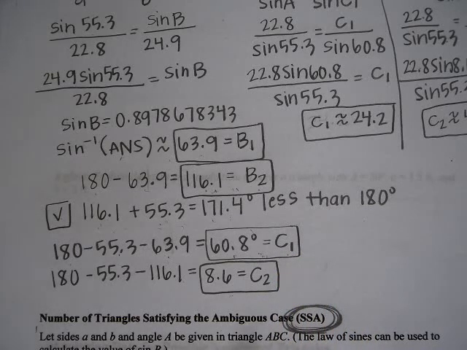Then you're going to do the same thing again. 180 minus 55.3 minus 116.1, which was your B2, and then you get 8.6, so that is your C2. So now we have found big C1 and big C2. Is everybody with me? So based on what was given in the problem and what we found so far, the only thing left to find is little c1 and little c2.